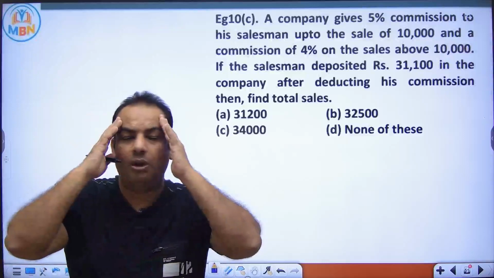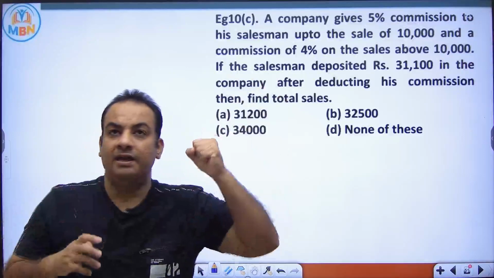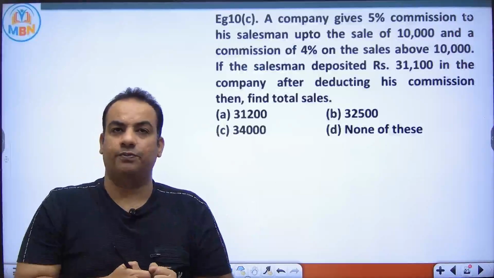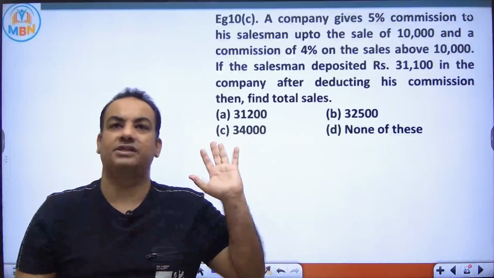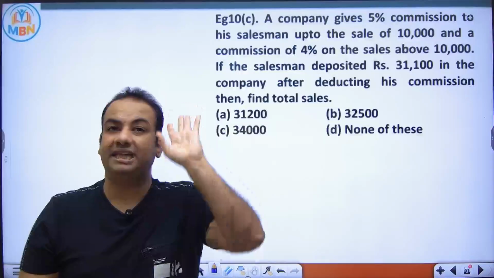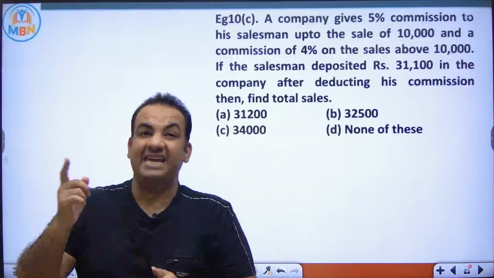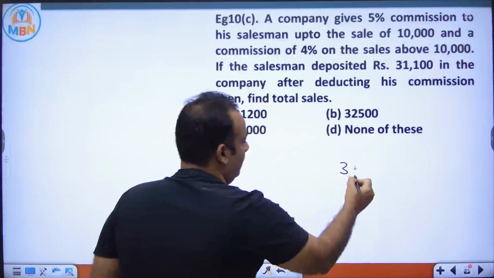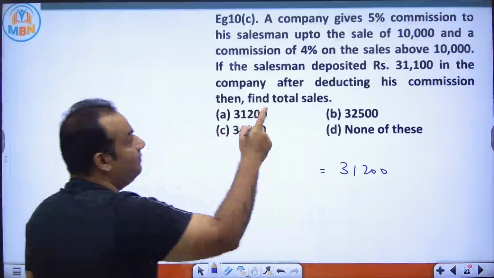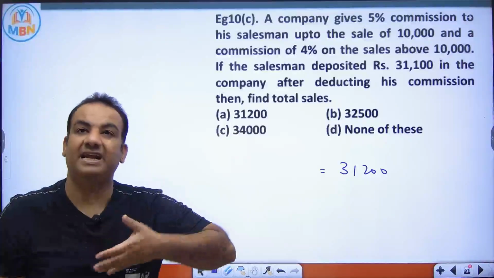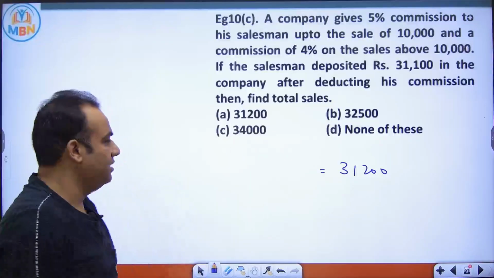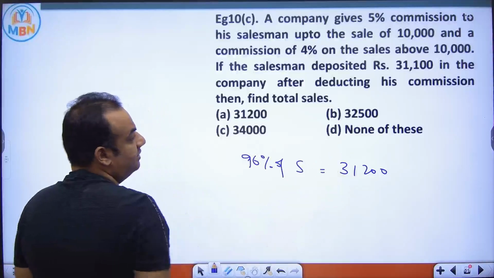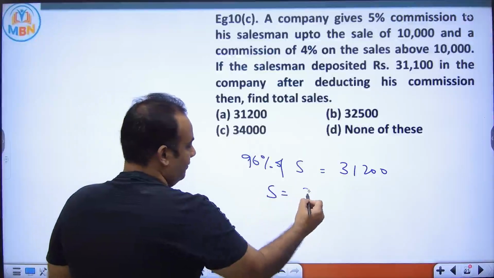Now see, what is going in my mind? Initially, he is getting 5% commission till 10,000. After 10,000, 4%. If I assume the entire 4%, so we will get 1% less on 10,000, which is 100 rupees. If he gets 100 rupees less, company account will get 100 rupees more. So that is 31,200. And the commission for the entire part would be what? 4%. So company's account is getting 96%. So 96% of sales is this. So from here you can get the value of sales.